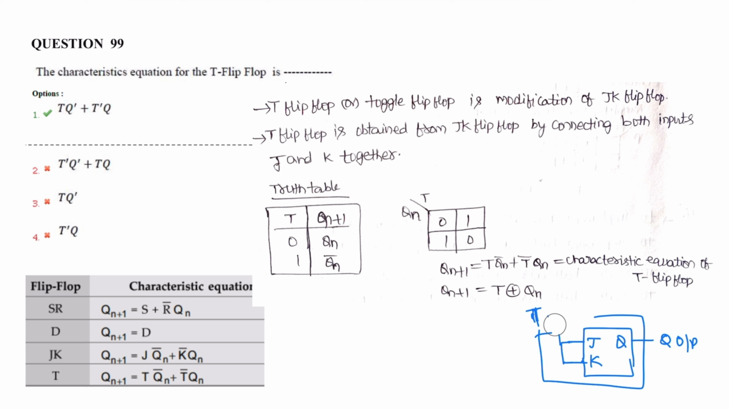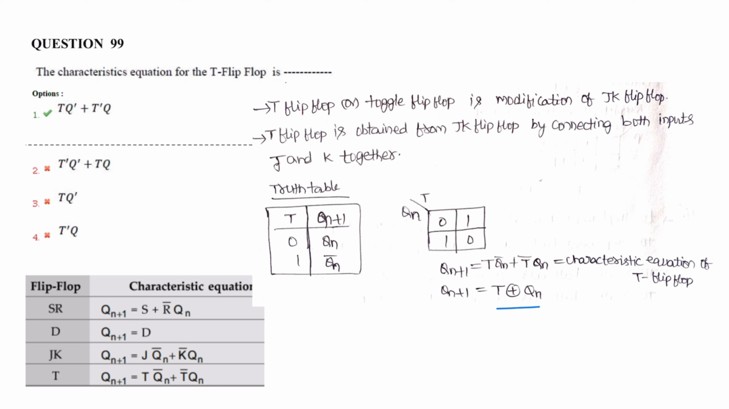The truth table of T flip-flop is: if T is 0, Qn plus 1 is Qn. If T is 1, Qn plus 1 is Qn bar. It results in Qn plus 1 equal to T XOR Qn. The characteristic equation is T XOR Qn, that is T Qn bar plus T bar Qn.